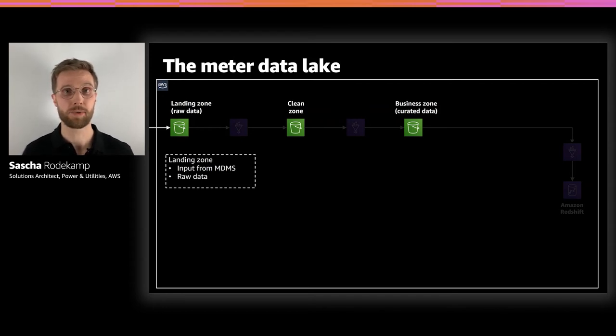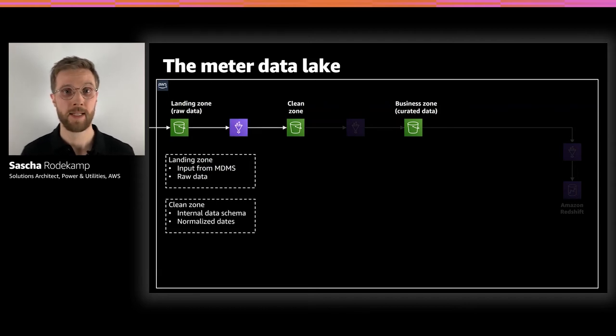Then we have the clean zone, and the clean zone holds the data in a more standardized format. So we transform the data to our internal schema and normalize date fields. The task of this first Glue job is then that no matter what the MDM delivers, it will get transformed to our standardized internal format. So with that, we are independent from the format of the MDM, and you don't have to adjust the data structure of your data in the MDM. You just have to adjust this first Glue job to map your data format to our internal one.